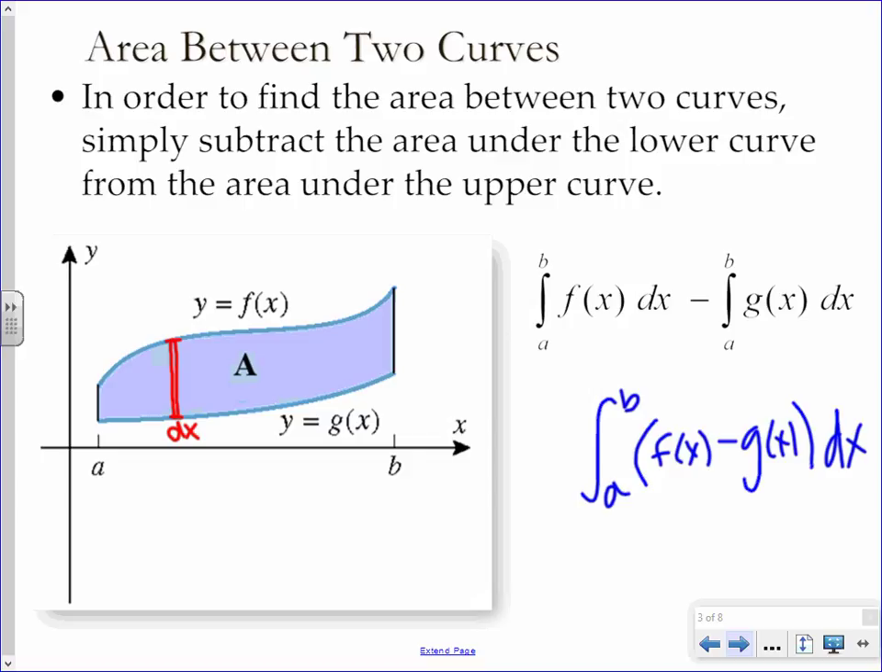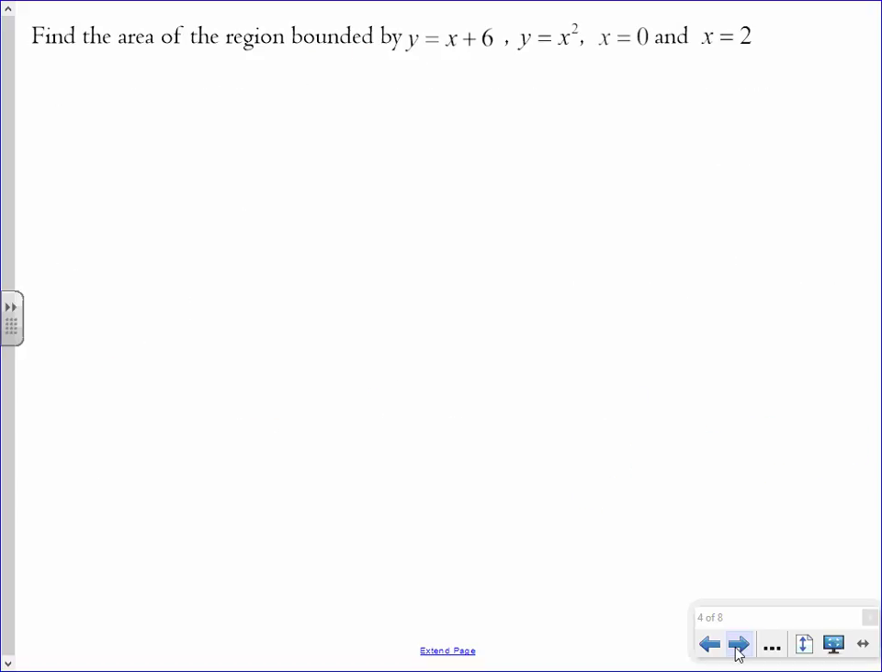So, it is as simple as taking one area, subtracting another area, but we have to know which one's bigger, and we have to have a picture in order to be able to do this. So, some of the practice is really about drawing the picture and figuring out the region. All right, so this is our first example.